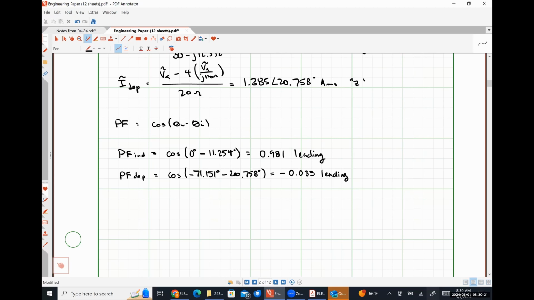Well, negative 71.151 minus 200.758 is negative 271. We add 360 to that to get an equivalent angle. It's 88.091 degrees, which is why I would say that it would be a lagging power factor, because I want the magnitude of my angle to be as small as possible. So anything more negative than 180 degrees, I would add 360 to make it show up as a positive angle. So.